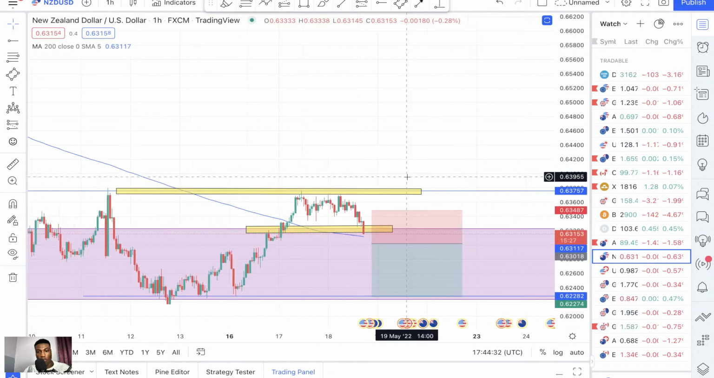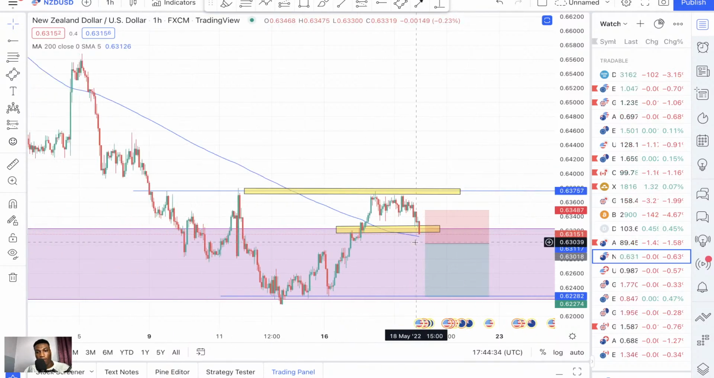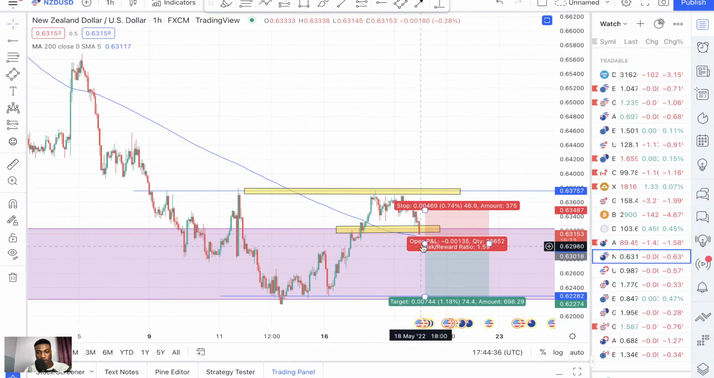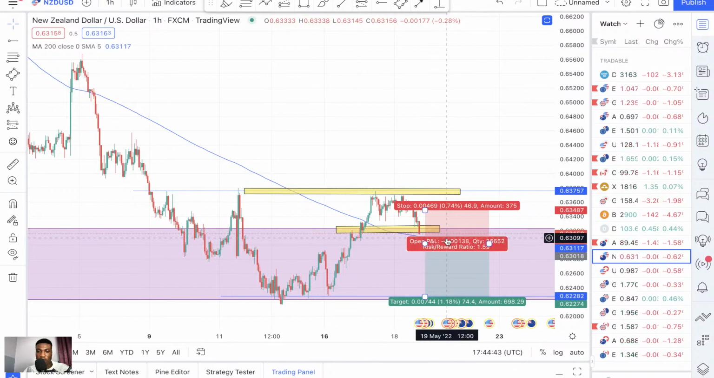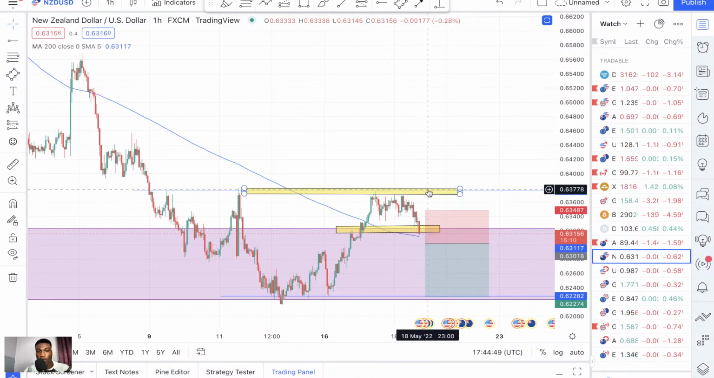Okay, so you want to look out for a break below the 200 period moving average, possible pullbacks, and a break below that pullback, or selling indications on a retest at this zone to go short, or a break above this resistance, and a pullback or retest and indications of buying pressure to go long on the Kiwi dollar.